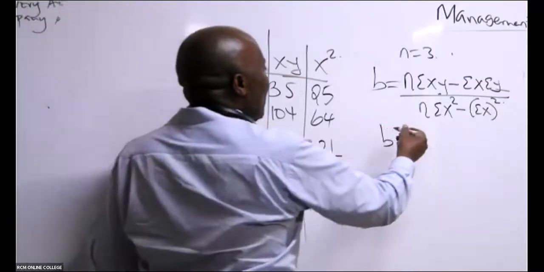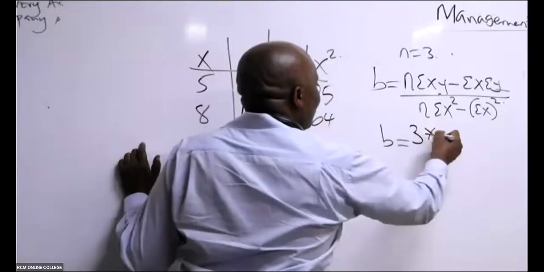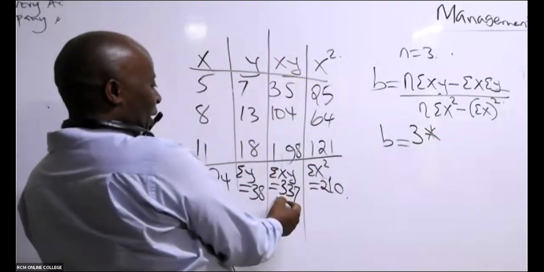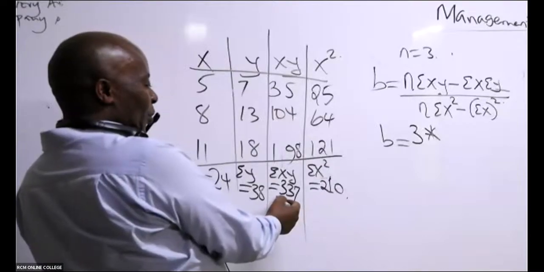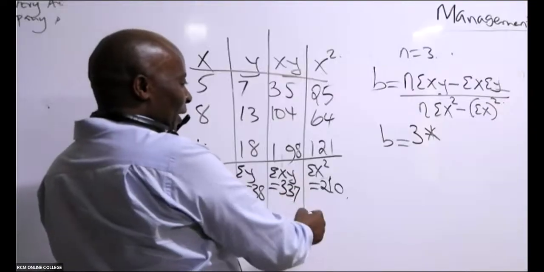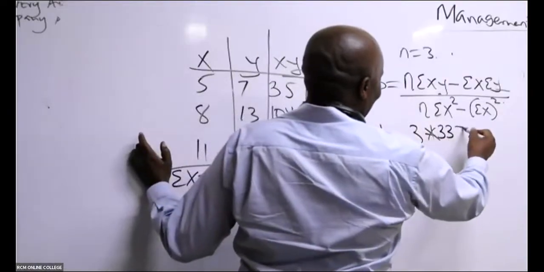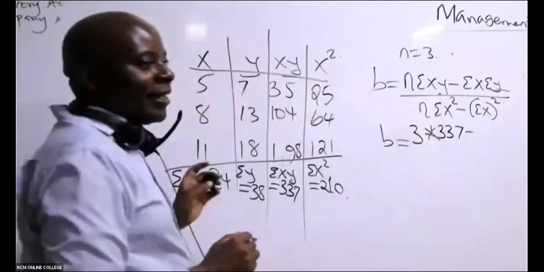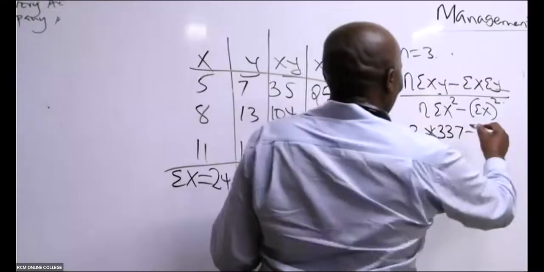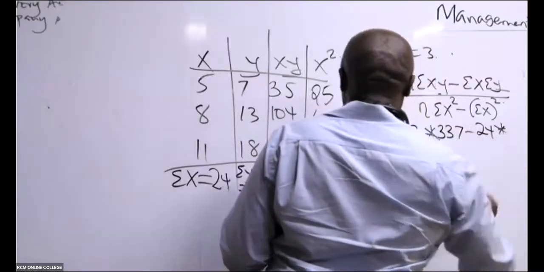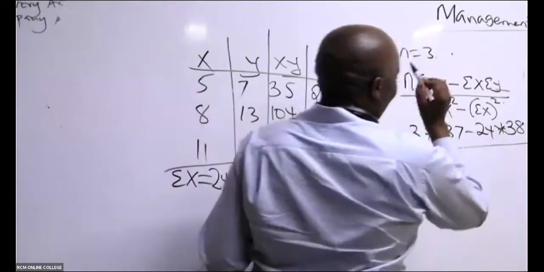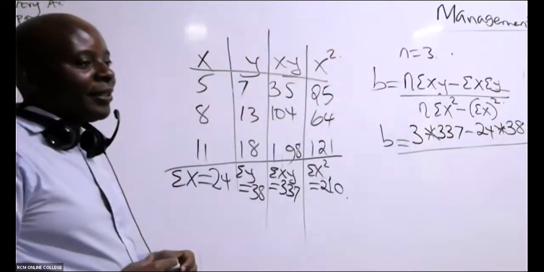So we are substituting all of us, isn't it? So N is 3 times sigma xy. What do we have for our sigma xy? Summation of xy is 337. Summation of x, 24. Summation of y, 38. Great. Thank you.